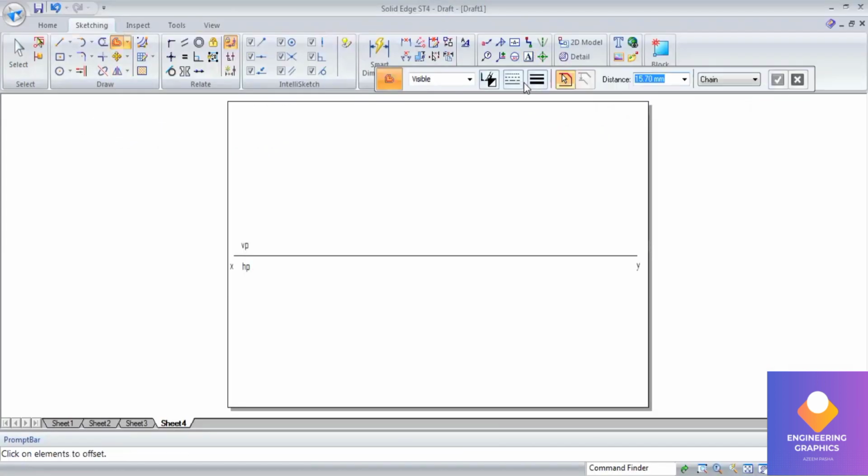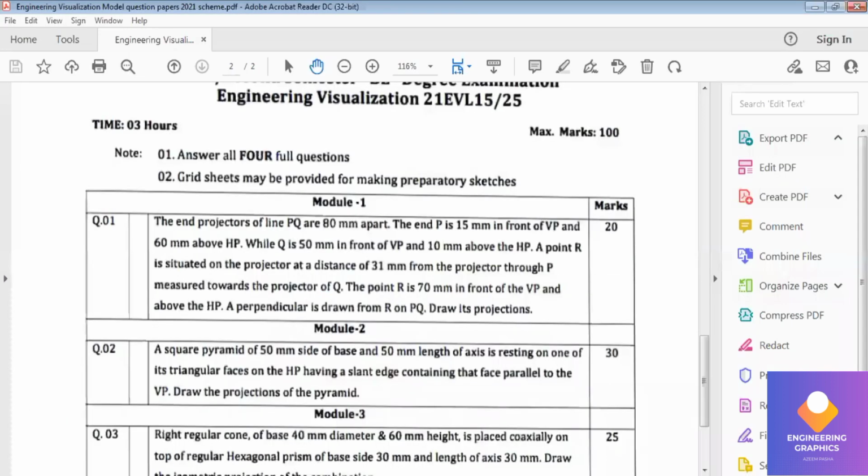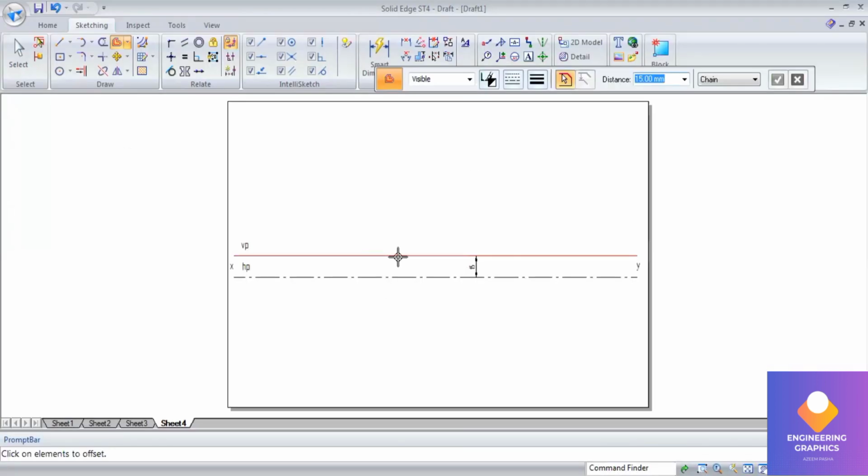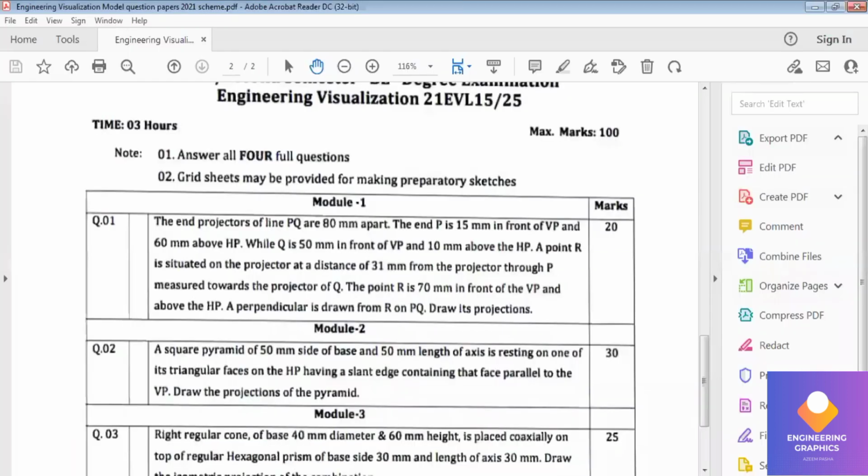So we consider the locus line using the offset command. Type 15, click enter. The same way, for 60 mm above HP, select XY and give 60, enter. Okay, two lines we have drawn.